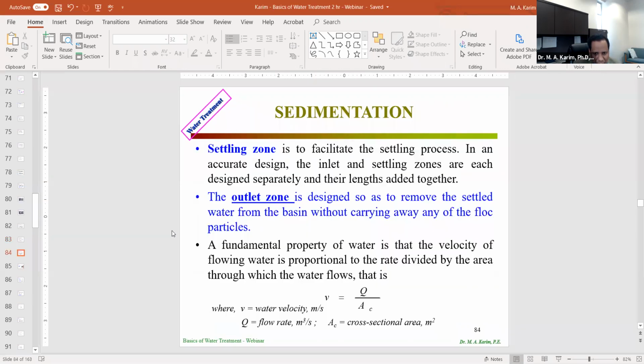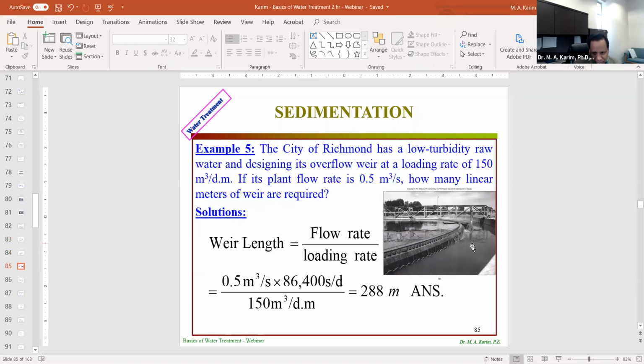I think I may have some pictures here. These are the descriptions of the different zones, like the settling zone. There are other things like that. This is the weir, a V-notch weir. This example shows how to calculate the weir length and other things like that. This should be the way to calculate the length we need. It's not very hard, just a very simple example.